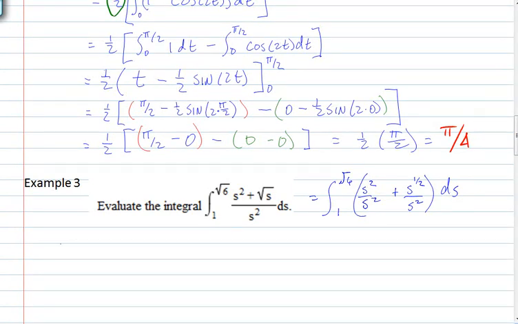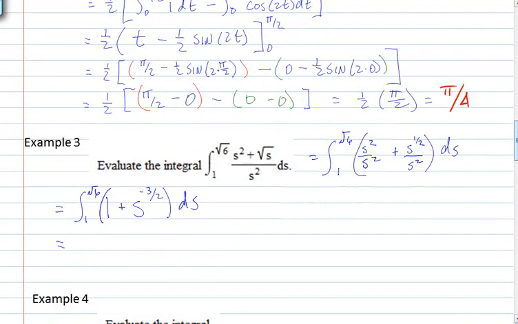S squared over s squared is going to reduce to what? So that's 1 plus s raised to what power? Negative 3/2. No. 2 minus a half is 1.5, which is 3/2. ds. Well, I can distribute the integration across the addition and subtraction, or we can just integrate it a term at a time, because isn't that what we did with derivatives? We didn't distribute the derivative every time. We just find the integral a term at a time.